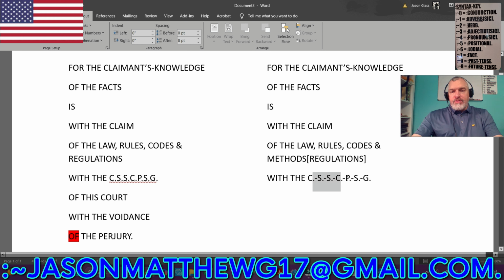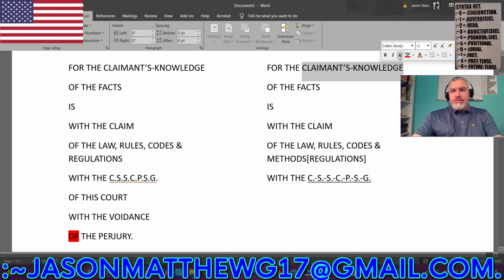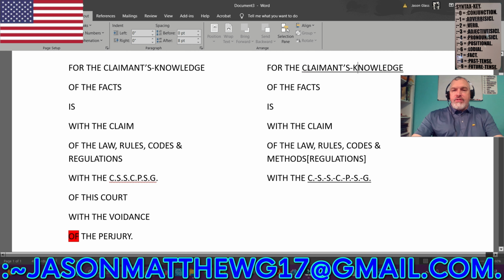Now, which brings me to the bottom line. You would necessarily have to bottom line that to keep that full stop from stopping the sentence, just like you would underline this. Because what is underlined, or bottom lined as I say, is to be taken as a whole. So for the claimant's knowledge would be 5, 6, 7. And then with the CSS CPSG would be a 5, 6, 7 as well.